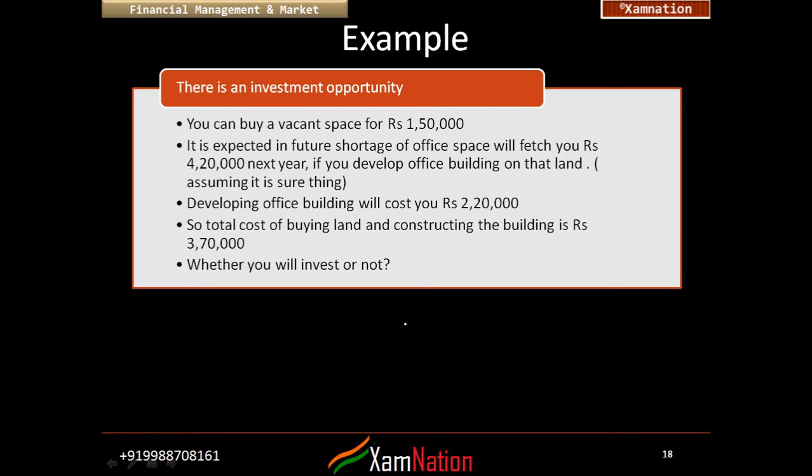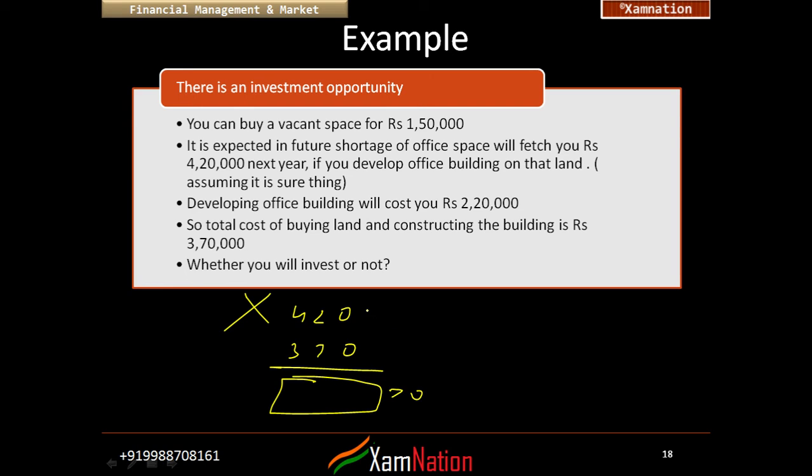If you don't know about the present value concept, what most people will do is say, I will get 4,20,000 and I have to invest 3,70,000, this much profit I will earn, and I will be happy making this investment, because this will be greater than zero. But it is a wrong method. You should not do it like this.